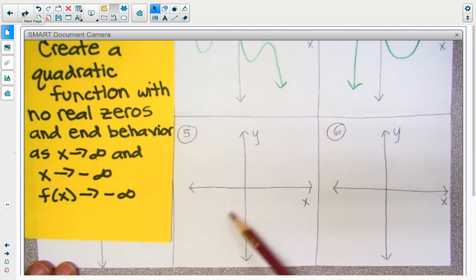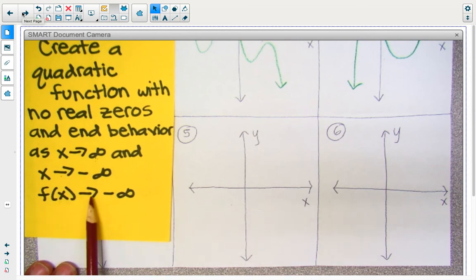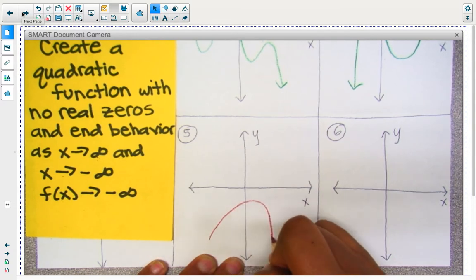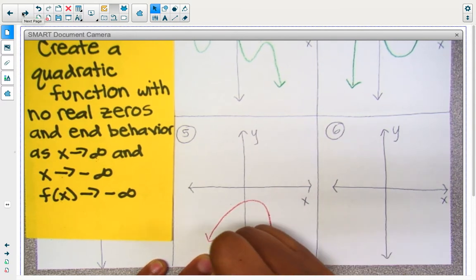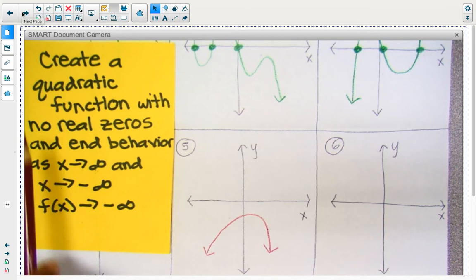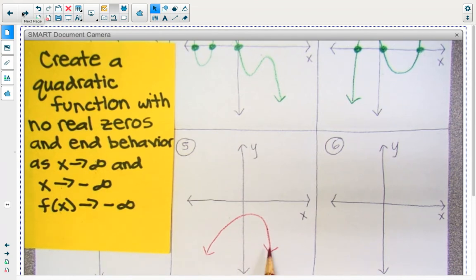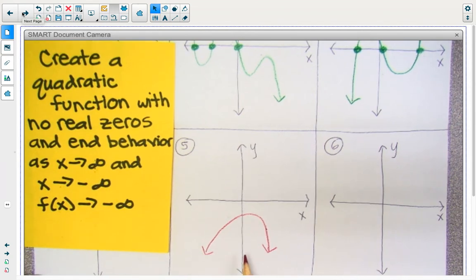So I have to draw it down here somewhere, and I have to make sure my end behavior on both sides is negative. So again, lots of different possibilities. This is just one of them. Okay. So it does not cross the x-axis. It's going down because the end behavior on the right and the left side had to be going down. So this is just one possibility.